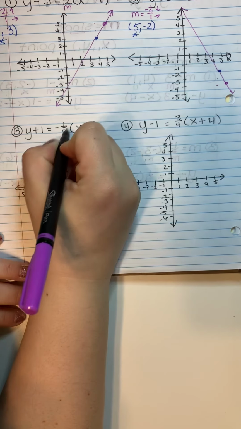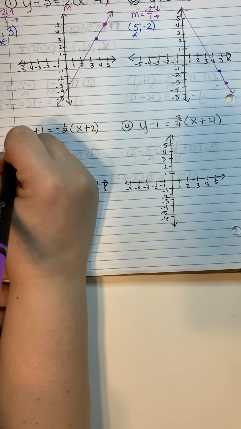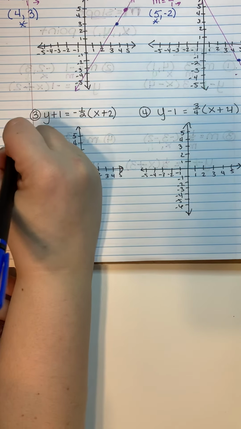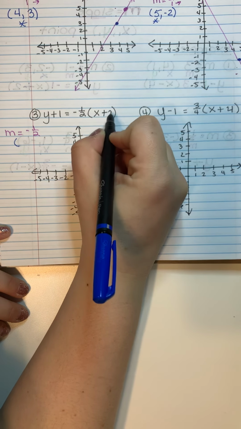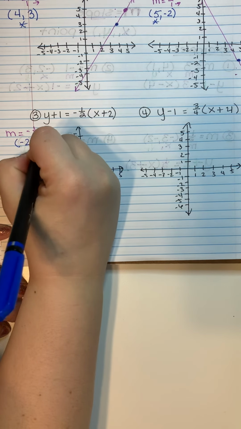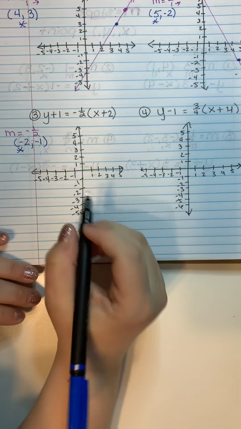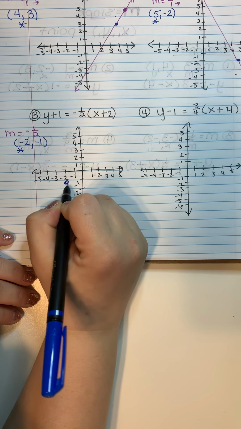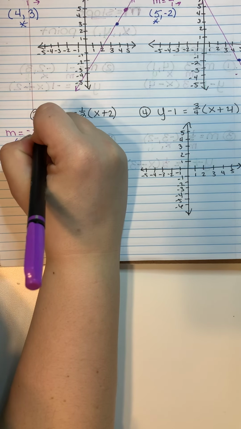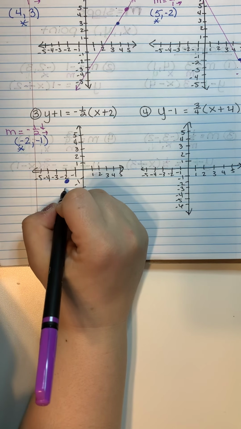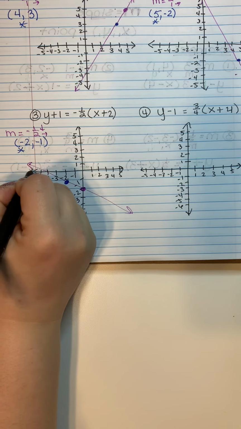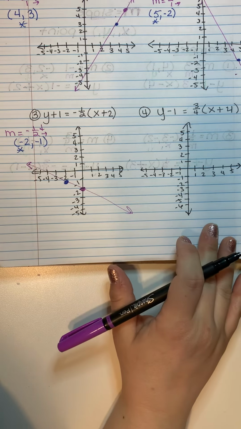Okay, the next one, our slope is -1/2. Move that over, make sure you guys can see it. Okay, and my point, opposite of this, here's my x, so the opposite, -2. Here's my y, do the opposite, -1. Okay, so we start at -2, -1, we put our dot. And then we use our slope to find the next one. So this means down 1 to the right 2. Connect them together. And you get your line.